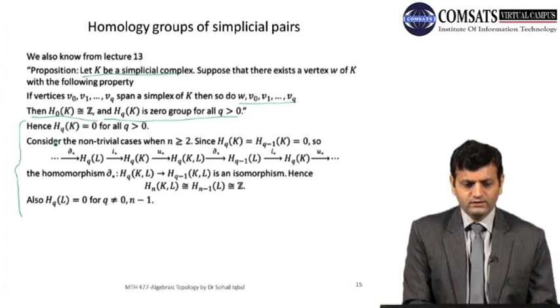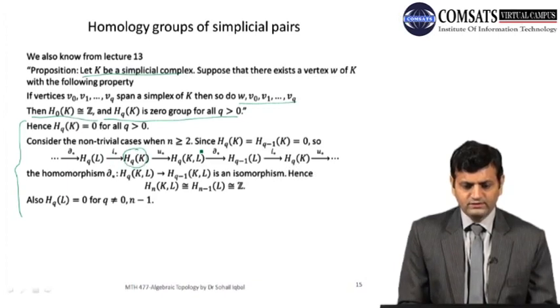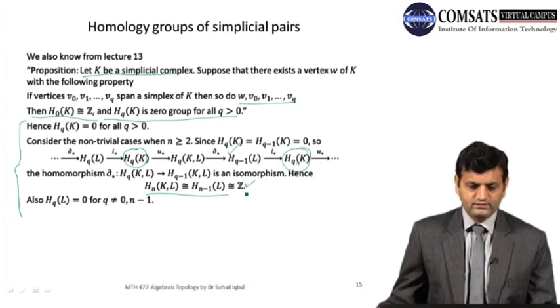Now using this result and using the corollaries, we have Hq(K) and Hq minus 1 (K), all these are 0, so we can say that Hq(K,L) is isomorphic to Hq minus 1 (L). So this is an isomorphism using the corollary. In other words, we can say that Hn(K,L) is isomorphic to Hn minus 1 (L). And we have already seen that this is isomorphic to Z.